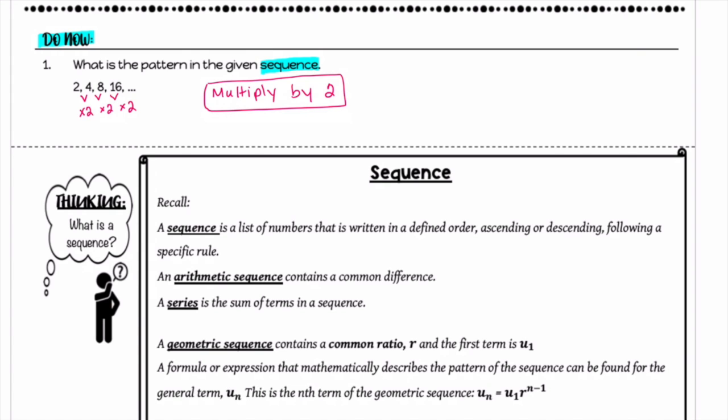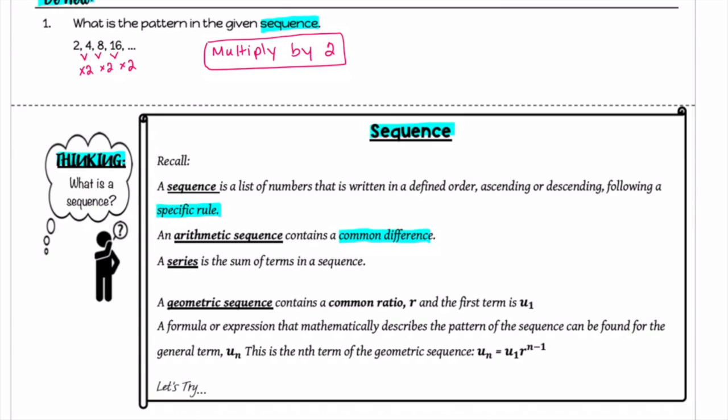Let us look at today's thinking. What is a sequence? Recall, a sequence is a list of numbers that is written in a defined order, ascending or descending, following a specific rule. An arithmetic sequence contains a common difference. A series is the sum of the terms in a sequence. A geometric sequence contains a common ratio, r, and the first term is u sub 1.